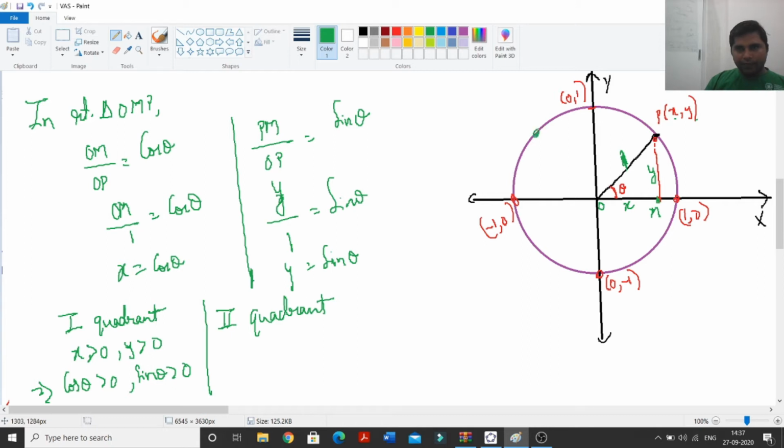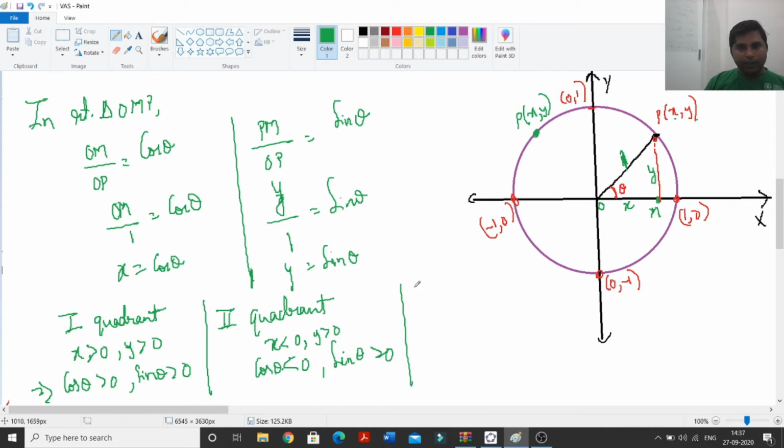Second quadrant, if any point P lies over here, the x coordinate will be negative, y will be positive. So x is less than 0, y is greater than 0. That means cos theta will be negative and sin theta will be positive. Why? Because x is cos theta. So if x is negative, cos theta is negative, y is sin theta, so y is positive.